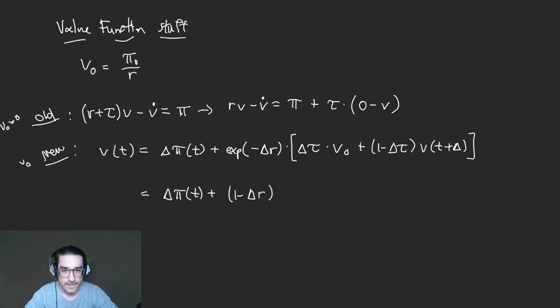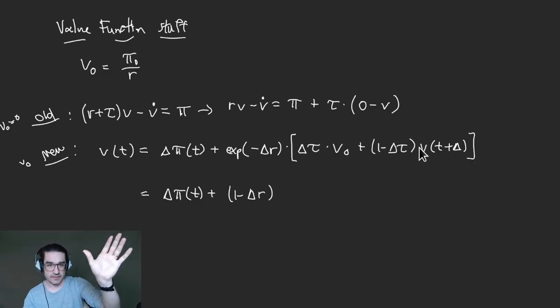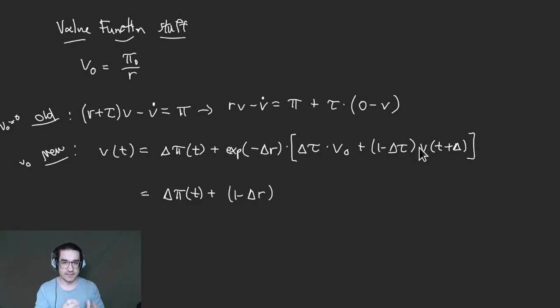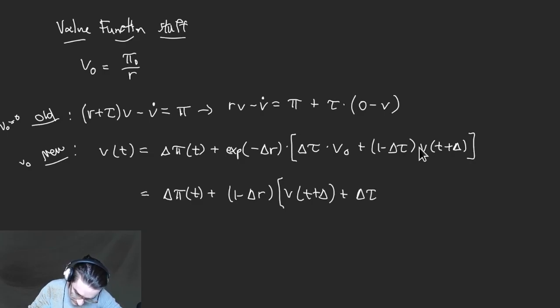Okay, and so we can simplify it just like we did before. We get delta pi t. That exponential we can approximate as 1 minus delta r. If you look at that term in brackets, basically we have 1 times V of t plus delta, and then delta tau times V zero minus V of t plus delta, that value differential. Here it's a weighting of a delta tau and a 1 minus delta tau, but if you rearrange it, you get V of t plus delta and then a delta tau times the value differential. So you're starting at V of t plus delta, and then with probability delta tau, you have that value differential.